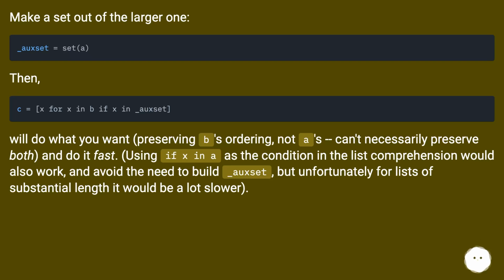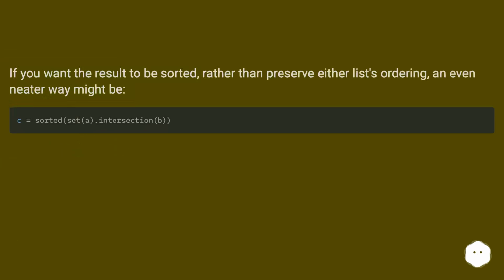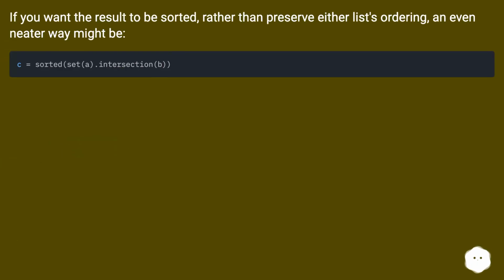Using "if x in a" as the condition in the list comprehension would also work, and avoid the need to build a set, but unfortunately for lists of substantial length it would be a lot slower. If you want the result to be sorted, rather than preserve either list's ordering, an even neater way might be.